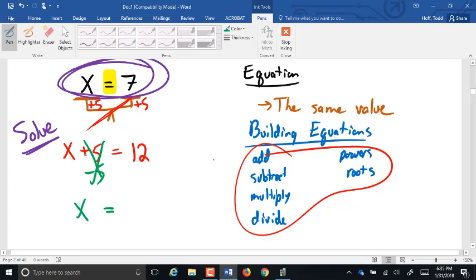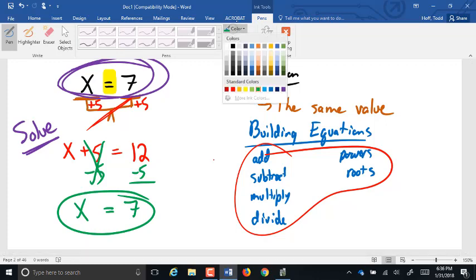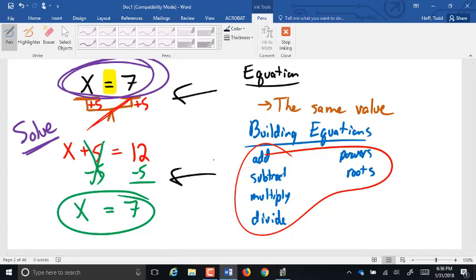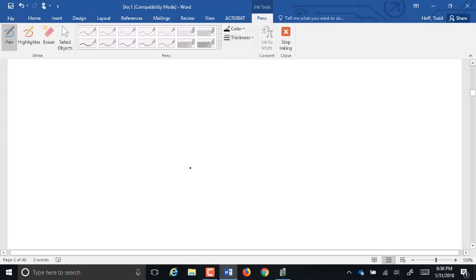But to keep the scale balanced, what do we have to do? There you go, subtract 5 from the other side. 12 minus 5 is 7. We're now back to that form of x equals 7, or variable equals a number. Now this example wasn't really fair because we built the equation, so we knew exactly how to take it back apart. The tough part about solving an equation is looking at it and figuring out how it was built. So let's take a look at some examples.